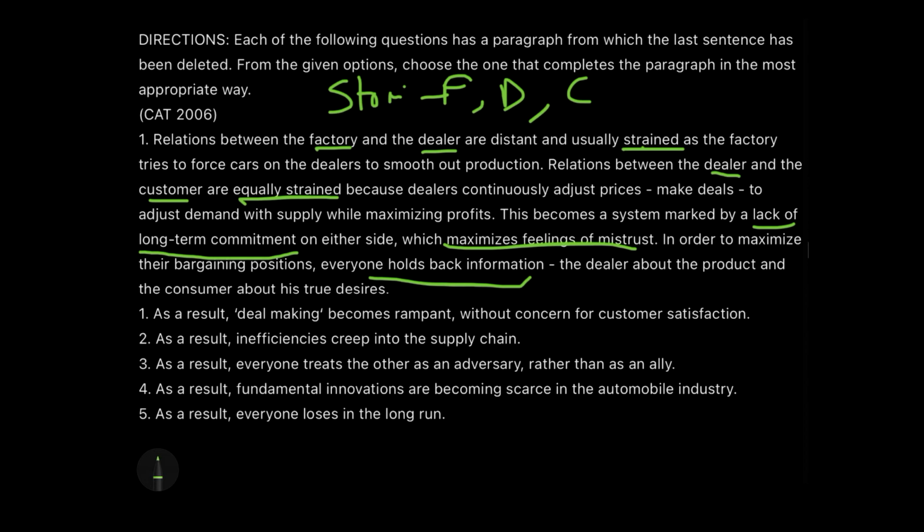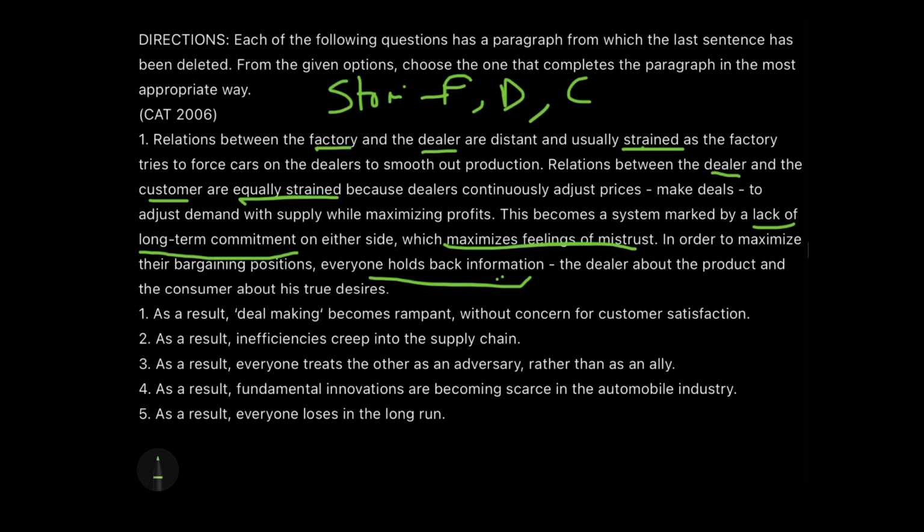Moving next to the tone, of course, the tone of the author in this entire paragraph has been negative or not optimistic, because he's continuously talking about negative things, the strained relations between all the three. So yes, it's negative. And how will it help us? It will help us in option elimination. Just check out the keywords and transition words we find here: words like strained relation getting repeated, mistrust and holding back the information, which I have already underlined.